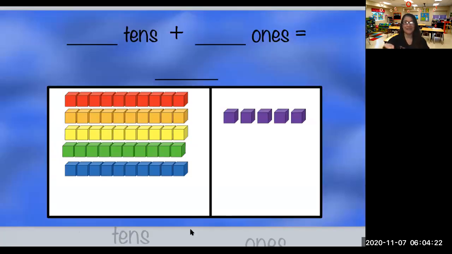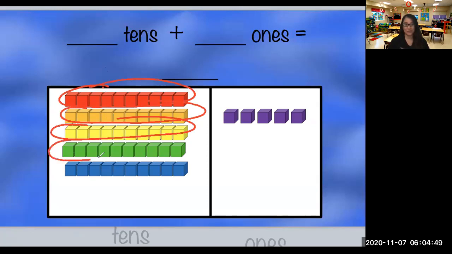Let's see. Now I want you to focus on those blocks of 10. Remember, when I say group of 10 or blocks of 10, they come in a group of 10 blocks all together, like what we just did. Let's count them by groups. 1, 2, 3, 4, 5. There are 5 groups of 10.